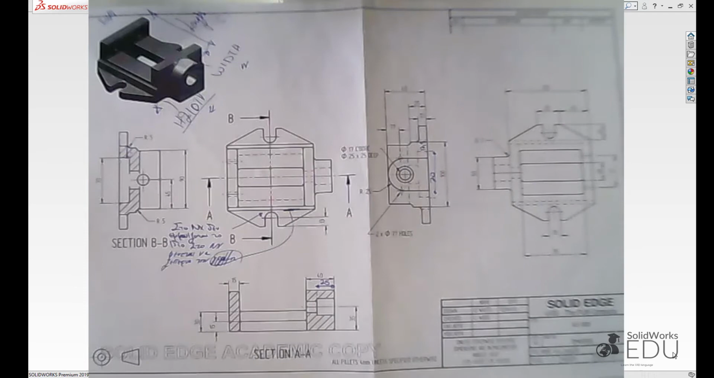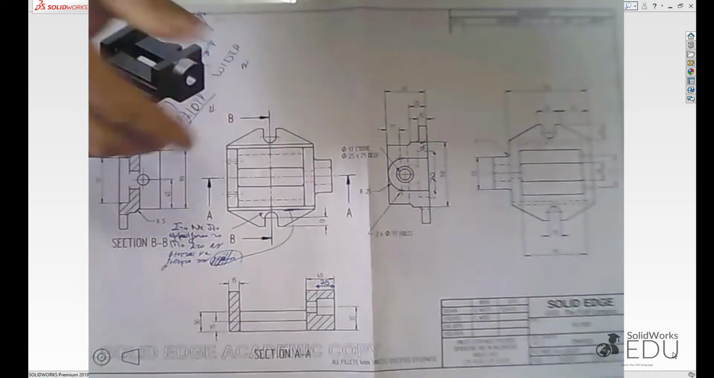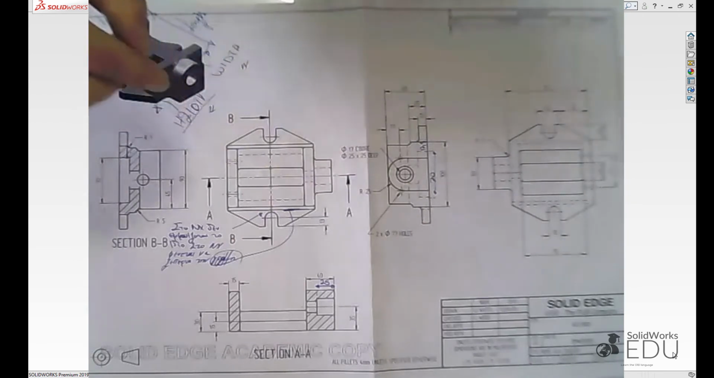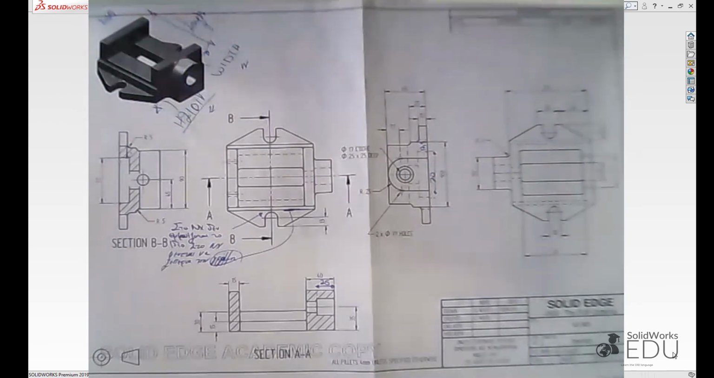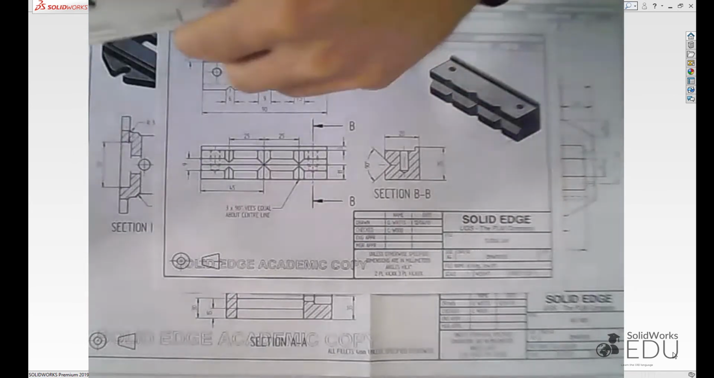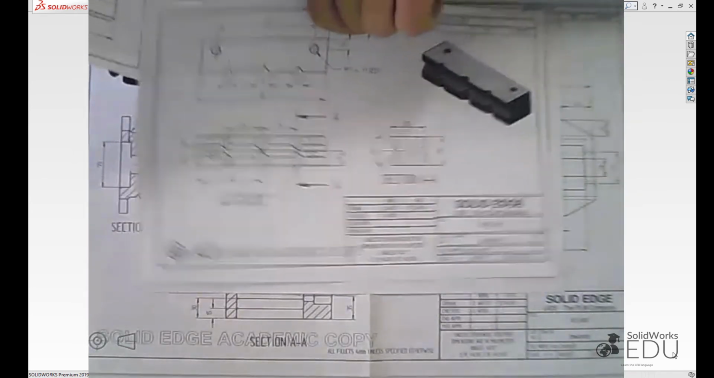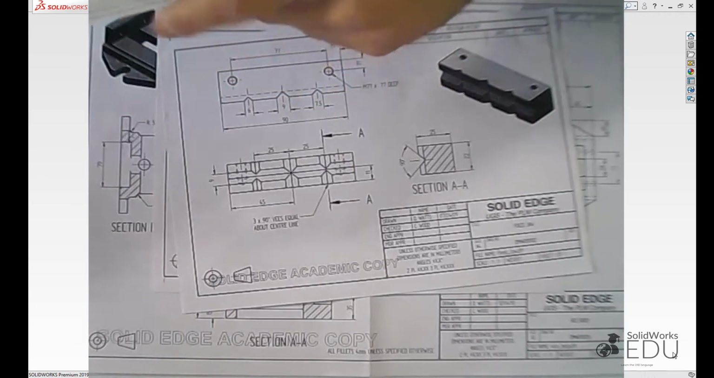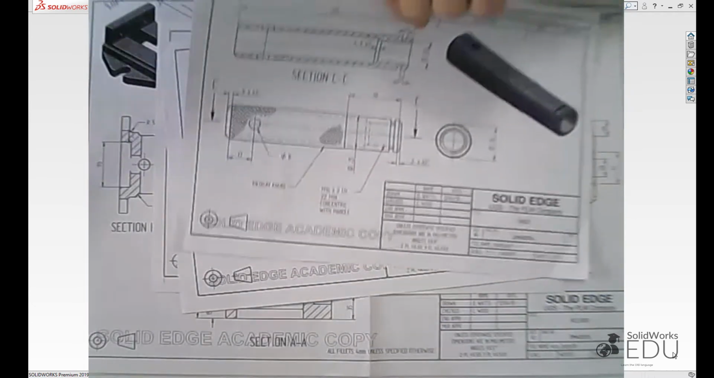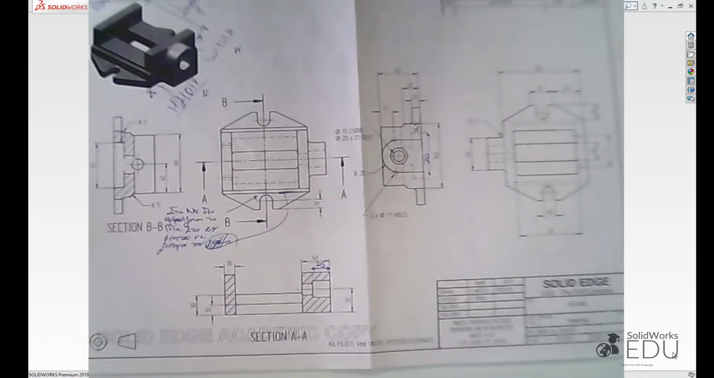Okay, initially we have this datasheet here, this drawing for the vice body. This is the base of our design. Then we have the sliding jaw, the fixed jaw, the handle and the upper jaw. Let's start it.